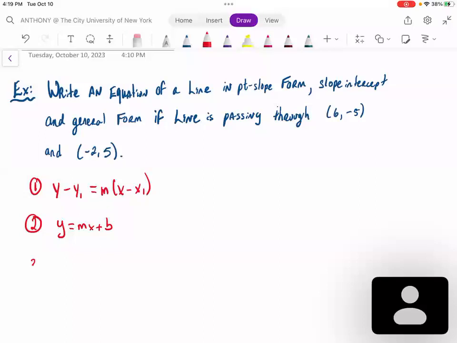And lastly, you have the general form where it's given as ax plus by plus c equals 0, where a, b, and c are all real numbers, okay? Now, in order for me to write out the equation in any one of these forms, the very first thing I got to do in this problem is find the slope. Since they tell me that I have some line that passes through 2 points, there's a formula that I use to compute slope, right?